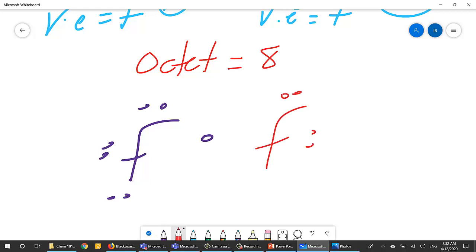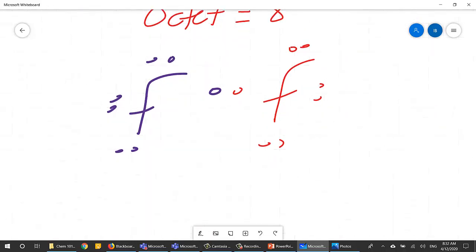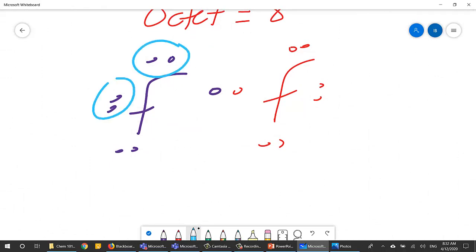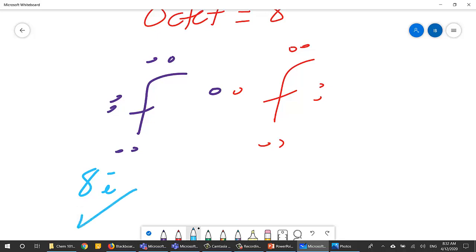Now let's see what's happening here. Now these 2 electrons, which are the bonding electrons, are shared between the 2 elements, and therefore they belong to both of them. So now if you count how many electrons are there for the left element, we have 2, 4, 6, and 8. You see how I'm counting this? So now this guy has 8 electrons around it, which means he's happy now.